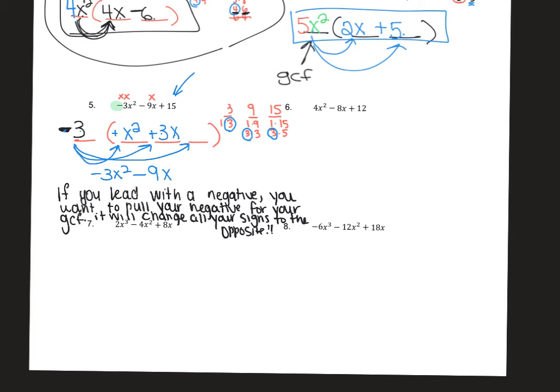All right, -3 times what will get me positive 15? Negative 3 times what will get me 15? 5. So negative times negative will get me positive. 3 times 5 will get me 15. Did we get it to match? Yes. So if you look, negative becomes a positive, negative becomes a positive, positive becomes a negative. So if you lead with a negative, you want to pull your negative for your GCF, and it will change all your signs to the opposite.